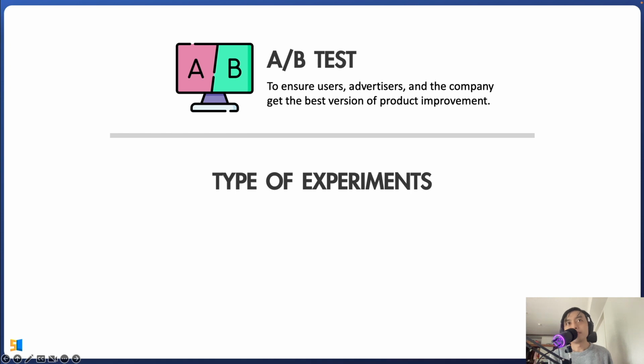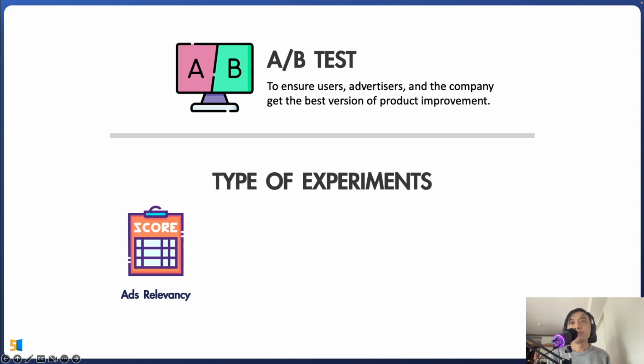And what types of experiments do we usually do, right? We usually do ads relevancy type of experiments, right? So we adjust the signal capturing mechanisms, we adjust the features measurement algorithm, how we rank the ads, how we determine which ad is more relevant than the others. So all of those things belong to this category, ads relevancy experiments.